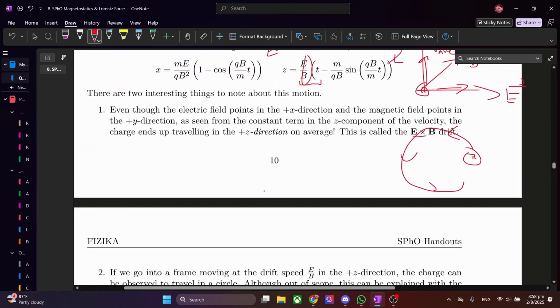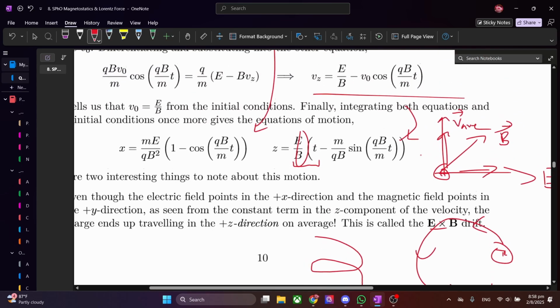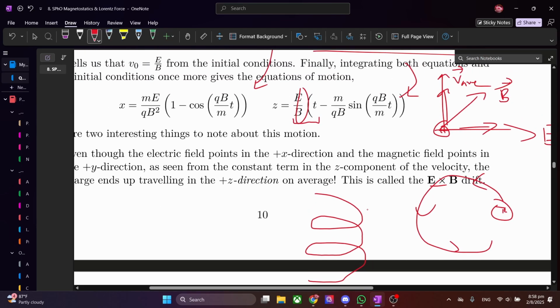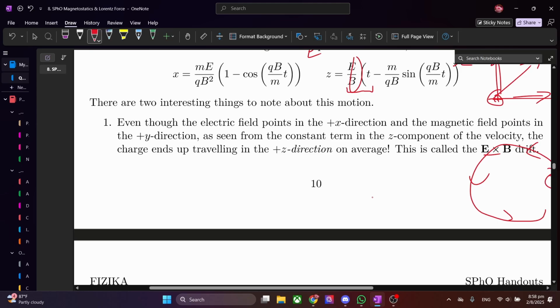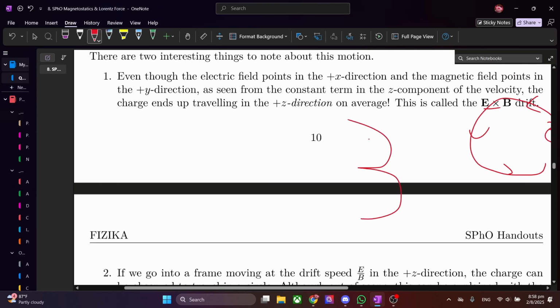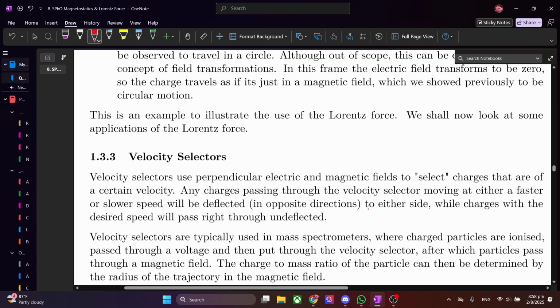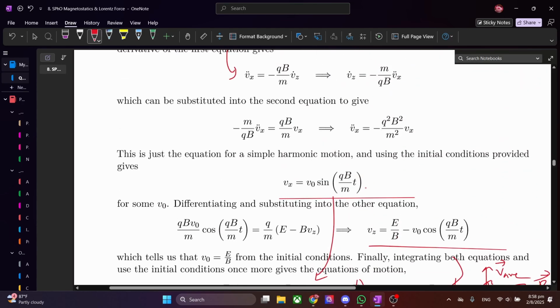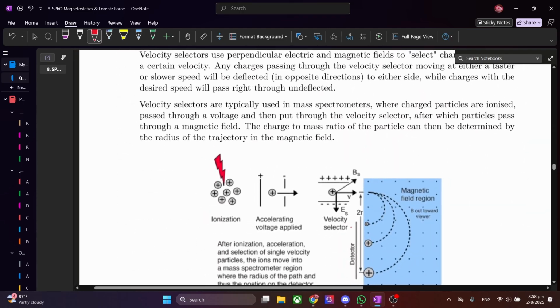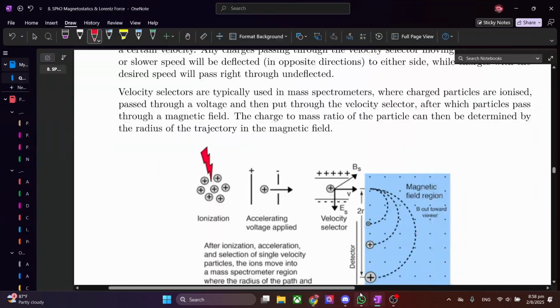Your motion is just going to look something like a helix because your frame is moving. Not a helix, I think it's a cycloid, something like that. But if you went into that frame, it's going to look like a circle. So that's just an example of using the Lorentz force. You can read through the math yourself. It's a bit complicated, but I'm not going to talk too much about it anymore.